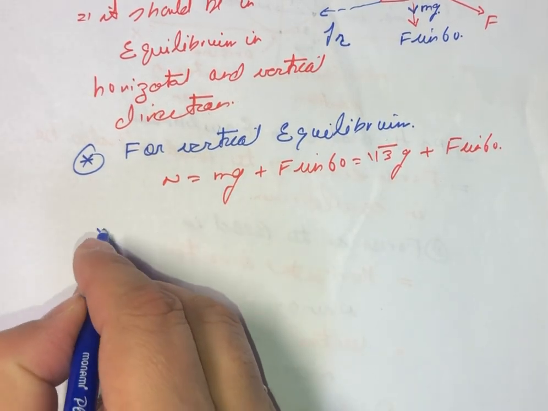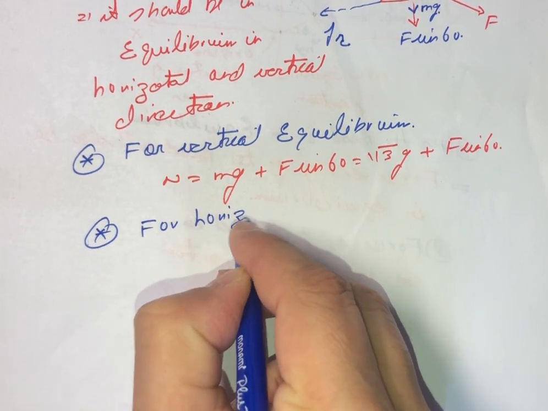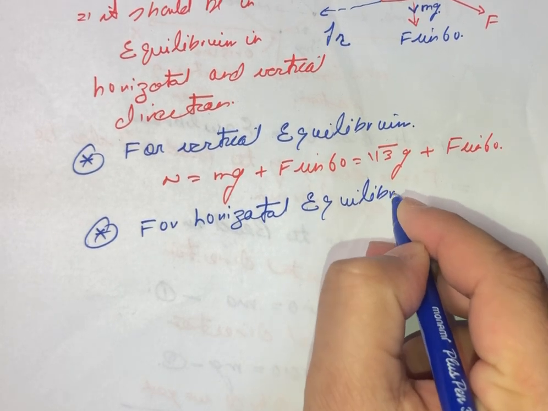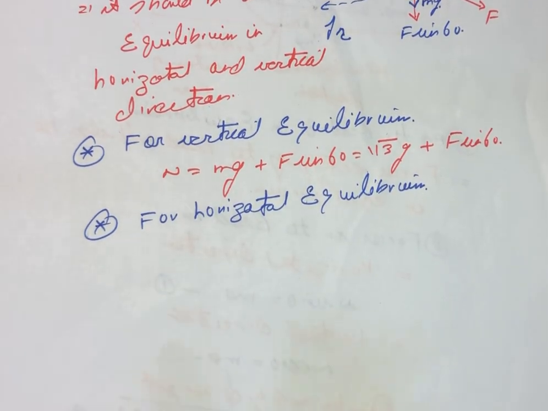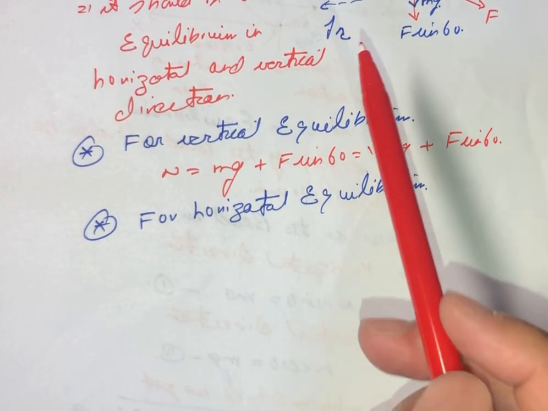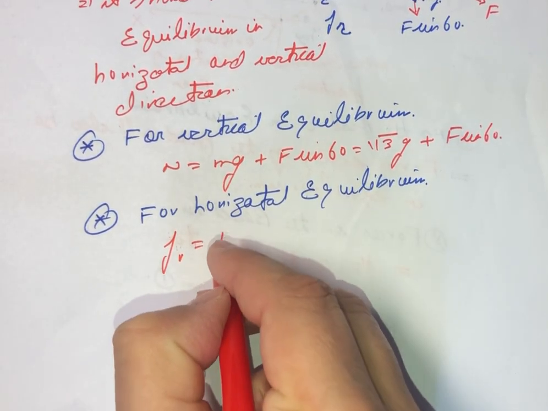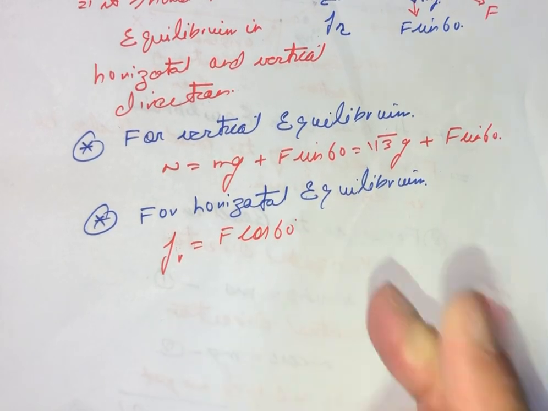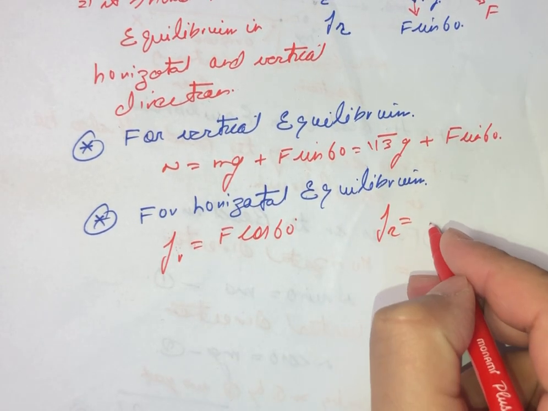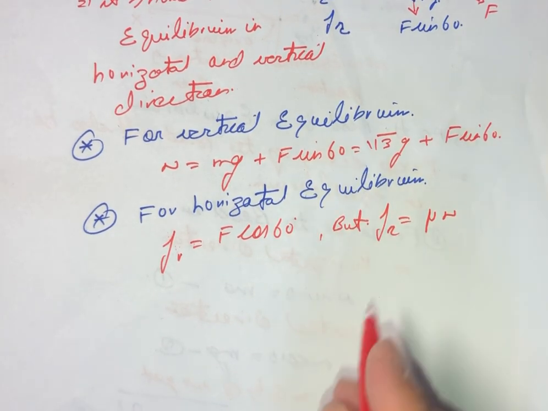And similarly, we can write for horizontal equilibrium, towards right we have a force F cos 60 and to left we have friction Fr. We can say that Fr is equal to F cos of 60. We can find out our Fr. Fr will be equal to mu into N, and we already know N.